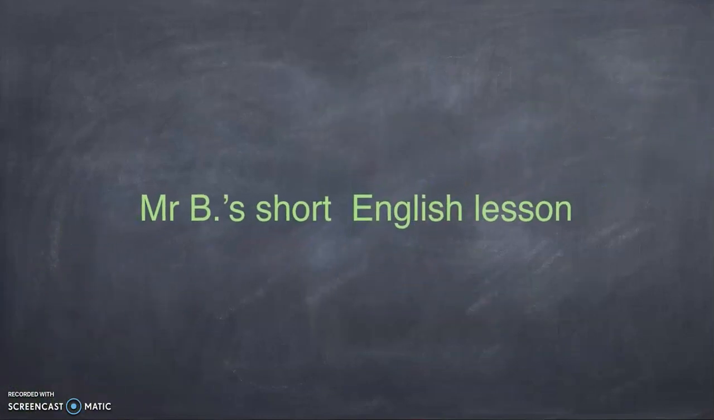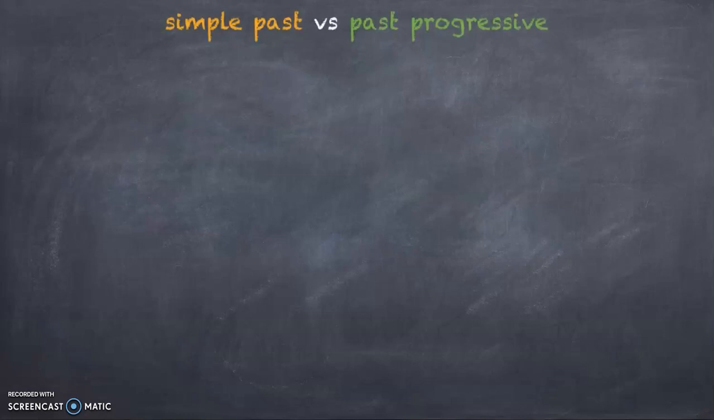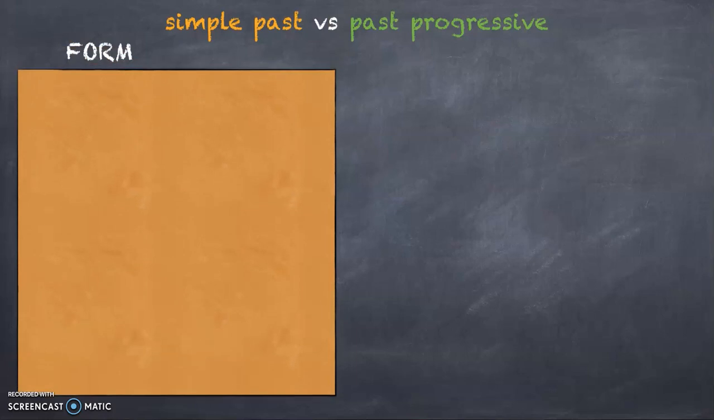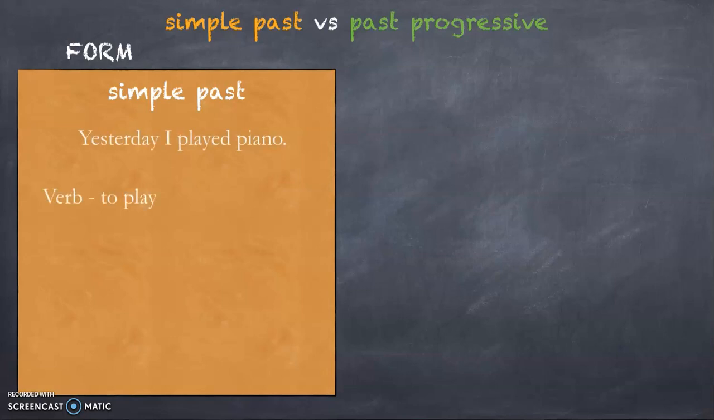B's short English lesson. Today we talk about the difference between the simple past and the past progressive. First we have a look at the form. We start with the simple past, and here is an example sentence. Yesterday I played piano. When we talk about tenses, we always have to look at the verb.